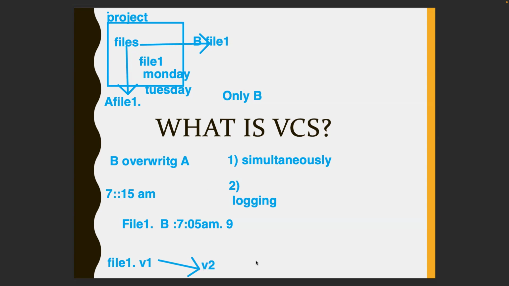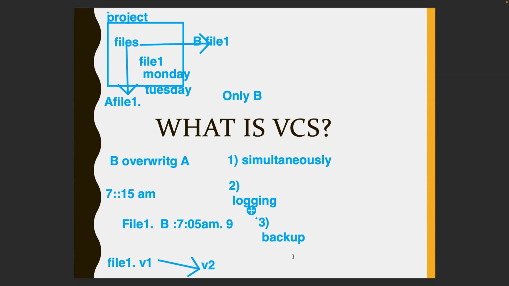Rather, maintain the versions, maintain the backups. Don't delete the version or edit the version. Rather, you create a new version. So maintain the versions, maintain the backups. All of these are possible with a version control system. So a version control system is basically something which will allow people to work on the same files at the same time. It will help in detailed logging.